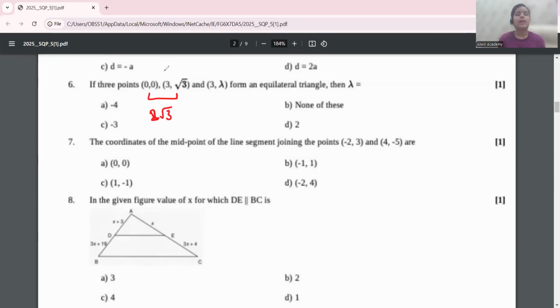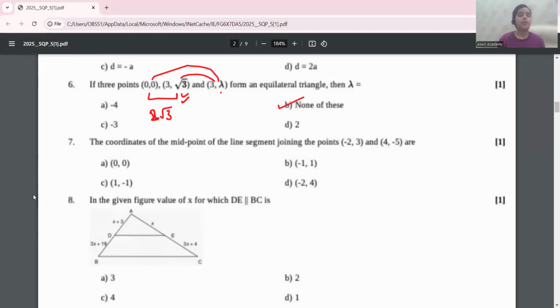And then we can find the length of any other side, these 2 points or this, and equate it with 2 root 3. We get the value of lambda is plus minus root 3. Now already 3 comma root 3 is here, thus lambda should be minus root 3, which means that lambda is minus root 3 and the answer is option B, none of these.